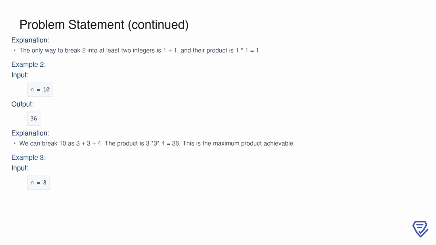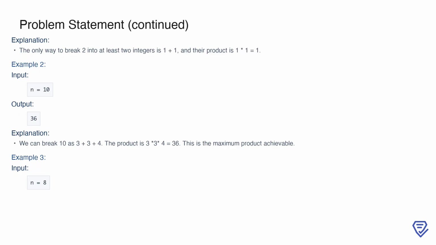For n equals 2, as we just mentioned, the only possible partition is 1 plus 1, and their product is 1 times 1, which equals 1. For n equals 10, we can break it into 3 plus 3 plus 4. The product of these numbers is 3 times 3 times 4, which equals 36. This is the maximum product you can achieve for n equals 10.